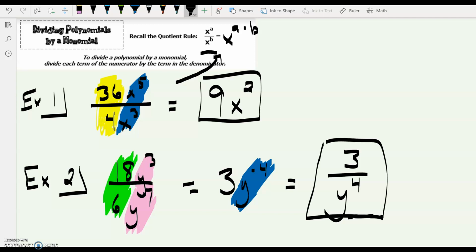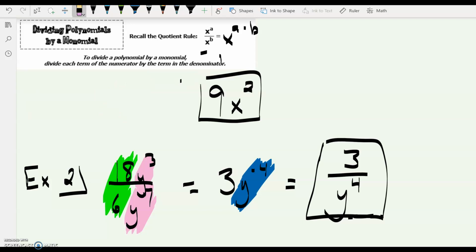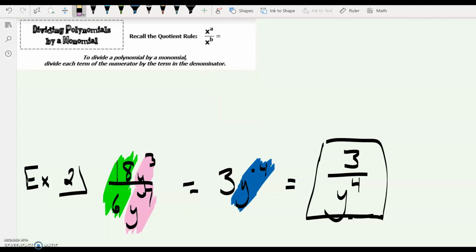I'll give everybody a second to copy that second example down. I'm going to erase example 1. Feel free to pause the video if you'd like to copy down those example problems in your notes. And then I'll do one more. I'm going to erase it. I'm going to do one more.